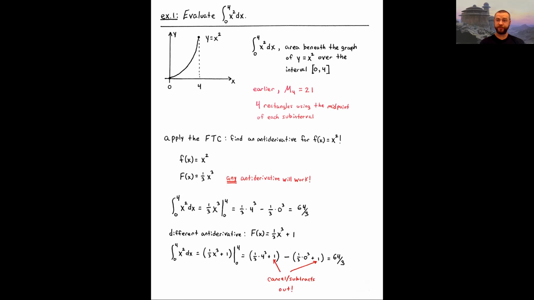We use this new antiderivative, 1/3 x cubed plus 1. Now, when we plug in those endpoints, 4 and 0, and subtract, notice the plus 1 there just subtracts out. If you are careful and use parentheses when plugging in those endpoints to the antiderivative, you have the plus 1, but then in parentheses minus plus 1. 1 minus 1 just cancels out to 0. So we still get the same answer, 64/3.